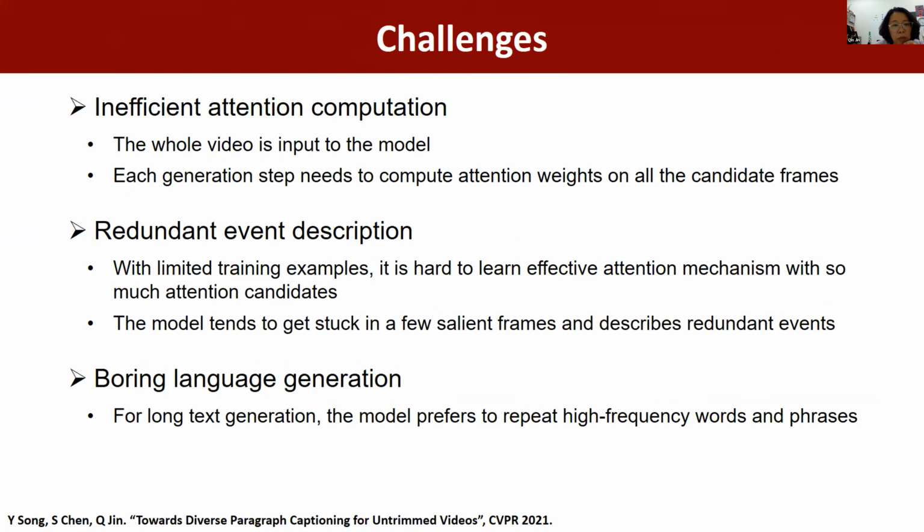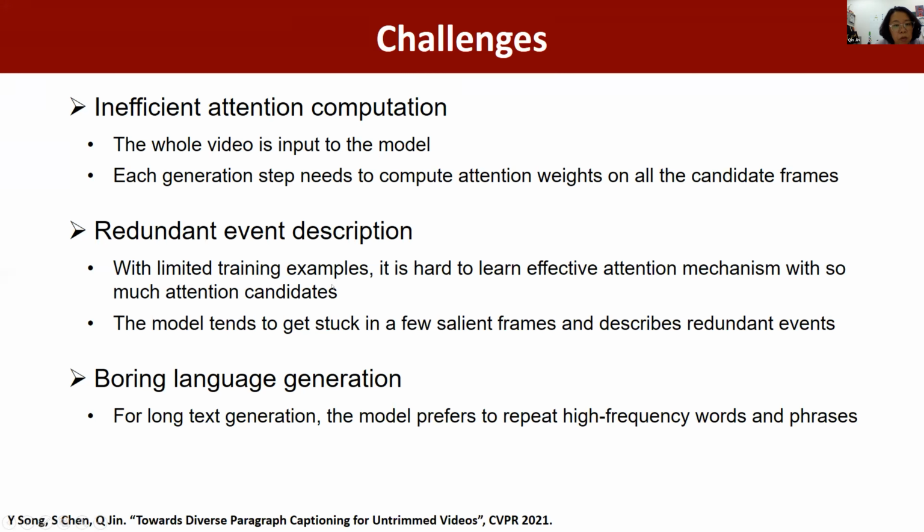Because we are dealing with a long video, the whole video will be input to the model. And then at each generation step, we need to compute attention weights on all the candidate video frames. So that's a huge attention computation burden to the model. So how can we deal with this attention computation? And the second is about redundant event description.